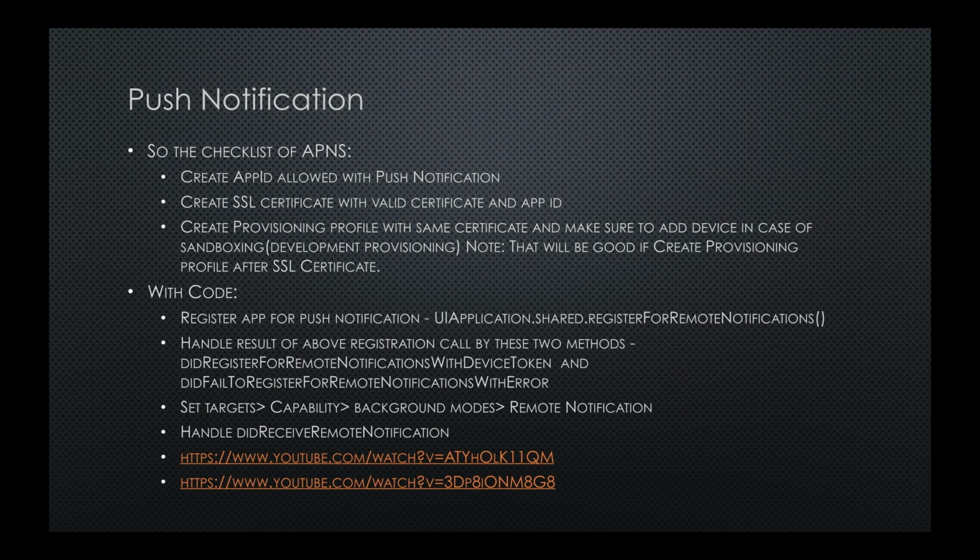Okay, this is a checklist for APNS server. I have made two checklists. One is a checklist for APNS server, what all you have to do, and then one for code. So create an app ID and enable push notification. When you're creating an app ID in your Apple Developer account, you have to make sure that you click that little push notification button as well, and then create an SSL certificate with a valid certificate and app ID, and then create a provisioning profile with the same certificate, and make sure to add the device in case of sandboxing, like development provisioning.